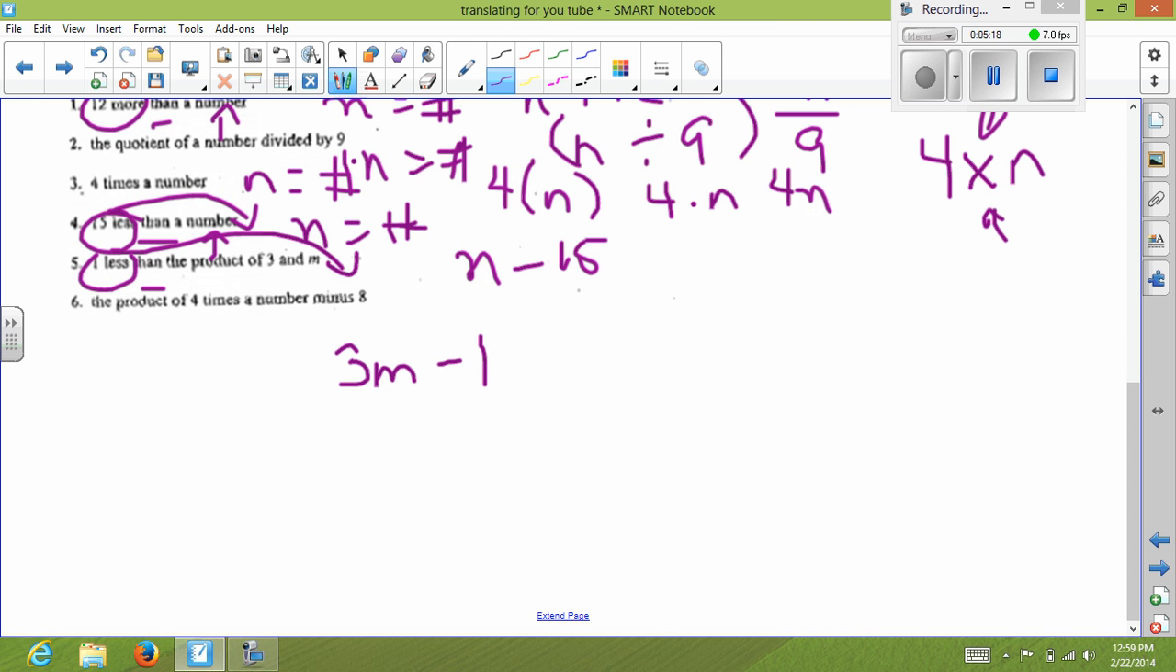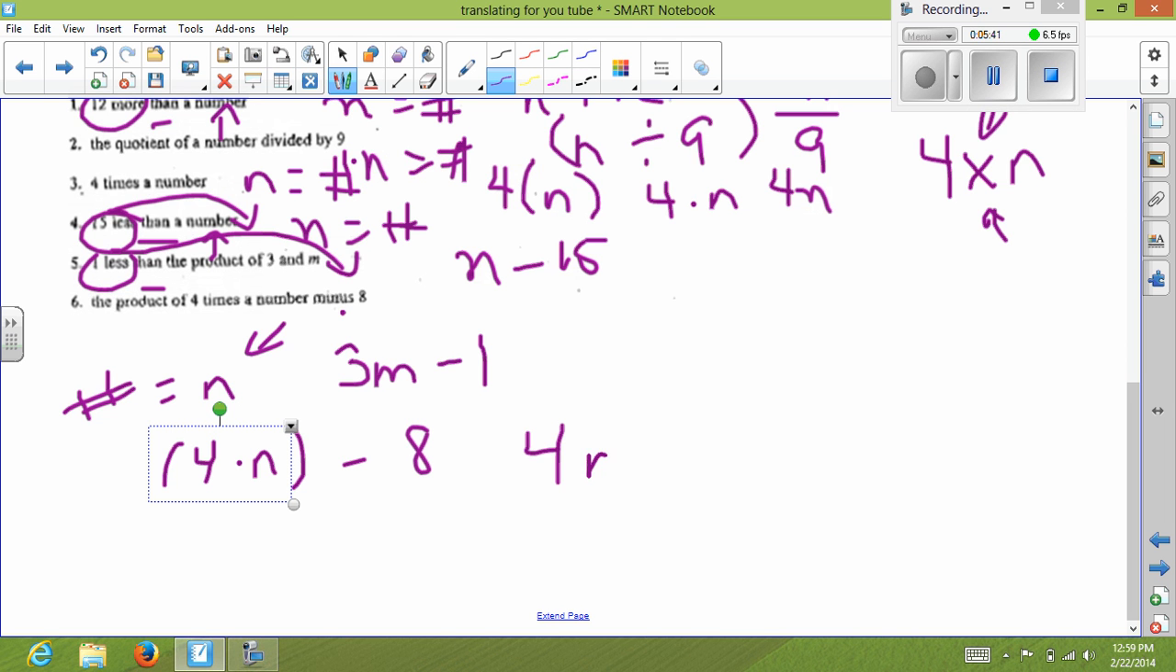The last one, is there an is? No. Is there a than? No. Is there something that needs to be defined? Yes. So here I'm going to write number equals n. The product of 4 times a number minus 8. So I could write it like this. I could say the product of 4 times a number minus 8, or I could write 4n minus 8.